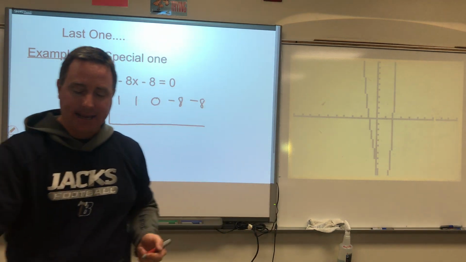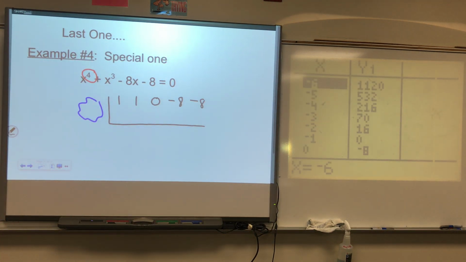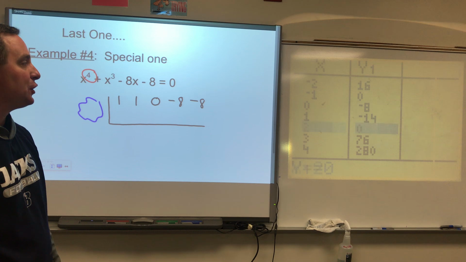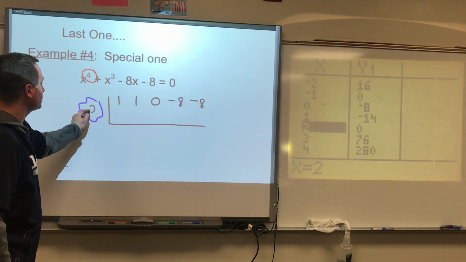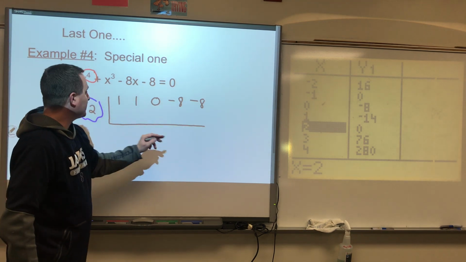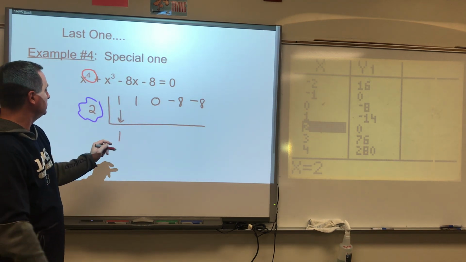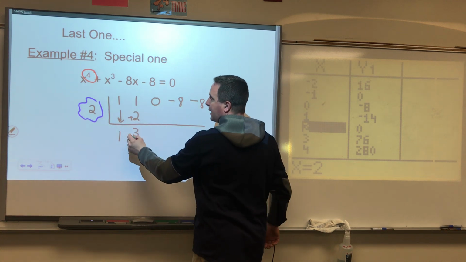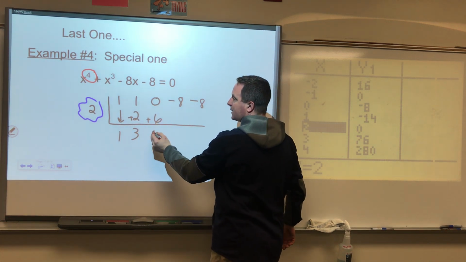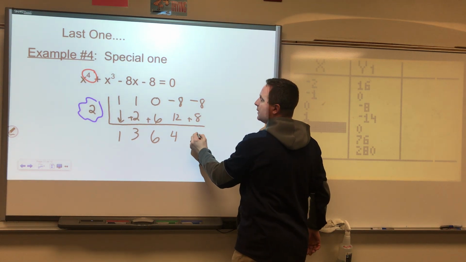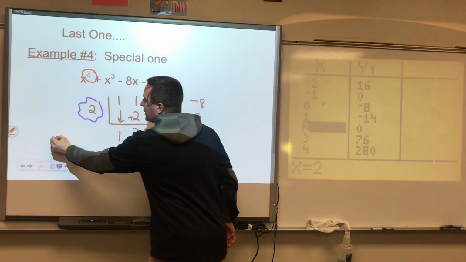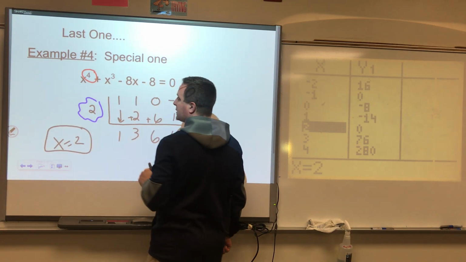Let's pick one. I'm going to go to my table just to make sure. If I go second graph to my table, there's one. Negative 1 gives me a solution, and so does 2. So let's just pick one of them. I'm going to pick the 2. And when I do it, it should give me a 0 out here. So I'm going to go down: 1, 2 add, I get 3, 6, 6, 12, 4, 8, 0. Yes. So x equals 2 is definitely a solution.